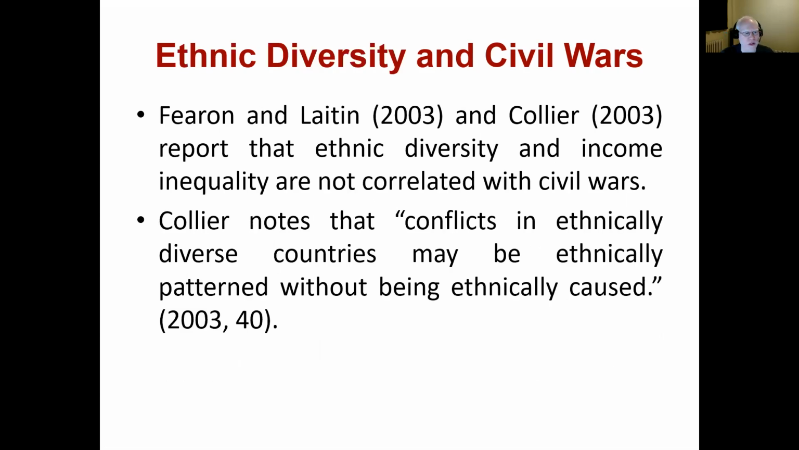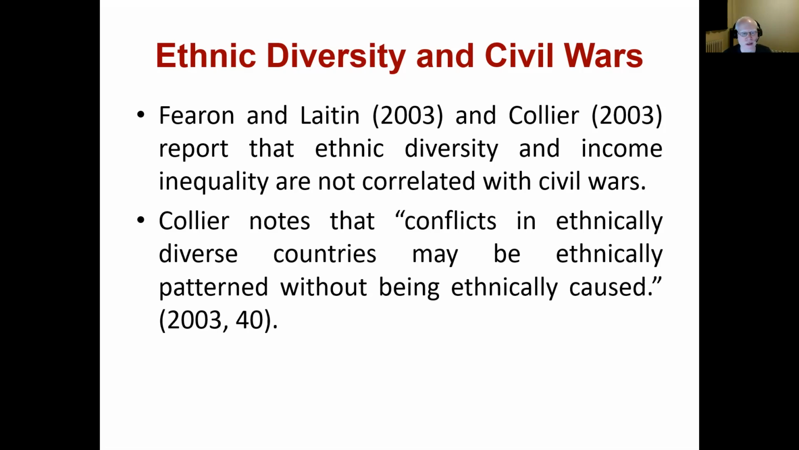In terms of ethnic diversity and civil war, multiple studies report that ethnic diversity and income inequality are not correlated with civil war. Conflicts in ethnically diverse countries may be ethnically patterned without being ethnically caused. You can have a conflict that takes on ethnic dimensions later, either because groups end up dividing based on ethnicity or because leaders try to stimulate support among co-ethnics, but the cause of the civil war isn't ethnicity, so it's not due to some ethnic hatreds.